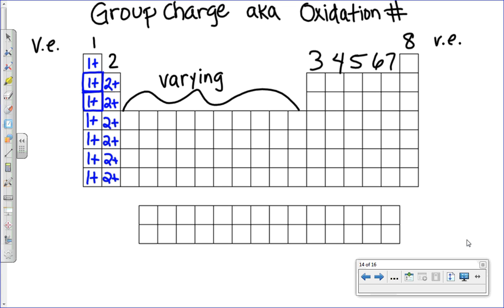The group 13 elements that start with boron have 3 valence electrons. So they have space for 5, or they could kick off the 3. What are they going to do? They're going to kick off the 3, so what are their oxidation numbers? Excellent.